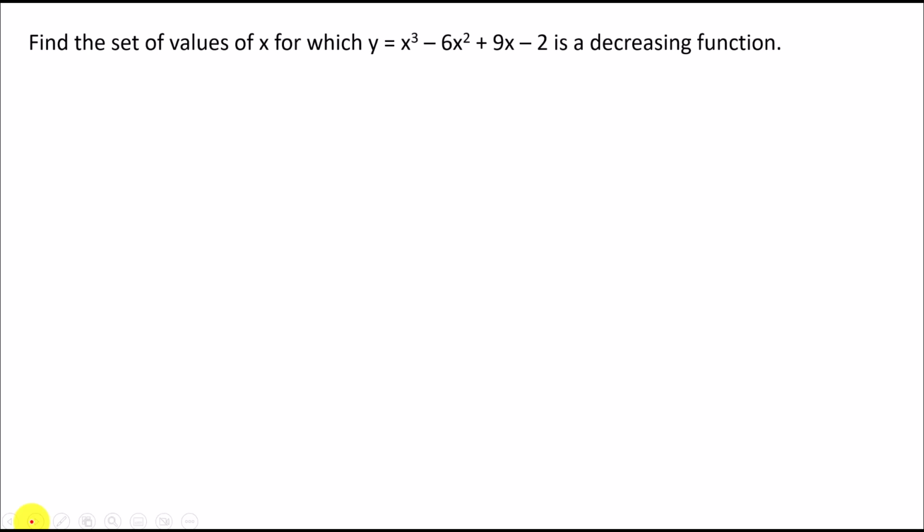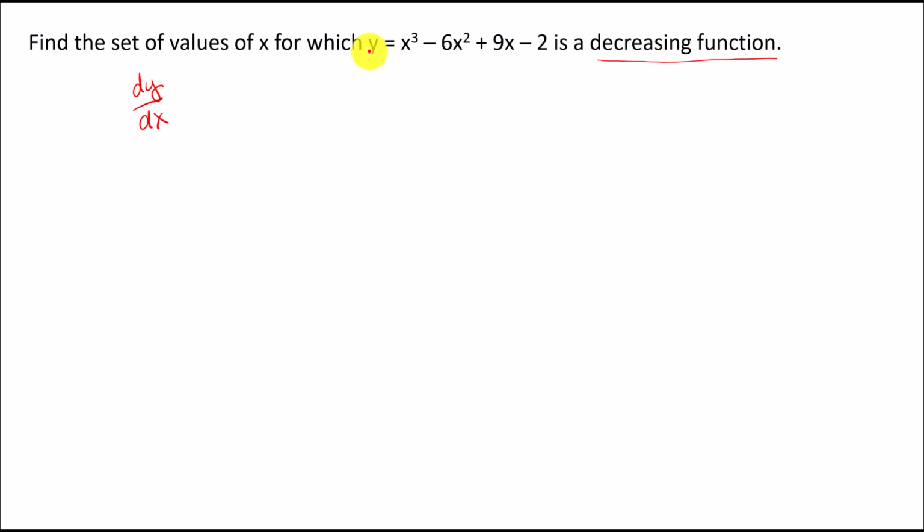Okay, again, I want you to pause the video and I want you to try this one. And in this case, we're only asked where is this one decreasing. Take a minute and try it. Okay, so to do this one, again, I need a derivative. We should be pretty good at our derivatives by now.